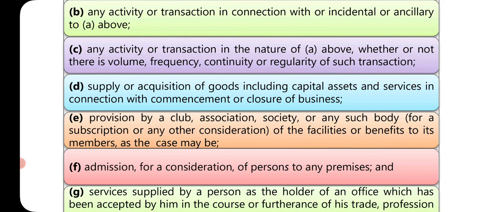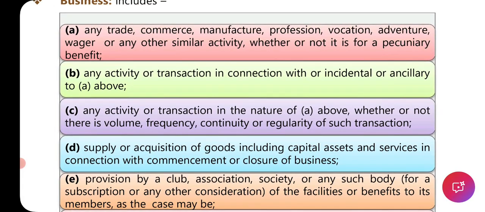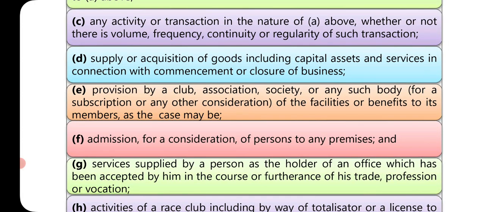Third point, C point, any activity or transaction in nature of A above, whether or not there is a volume, frequency, continuity, or regularity of transactions. So you cannot say that the volume is small or frequency is less, or this is not a continued activity, or you are not doing it regularly. Still, if it is done, any such activity and there is a transaction happening, supply is there. Supply or acquisition of goods including capital assets and services in connection with commencement or closure of business.